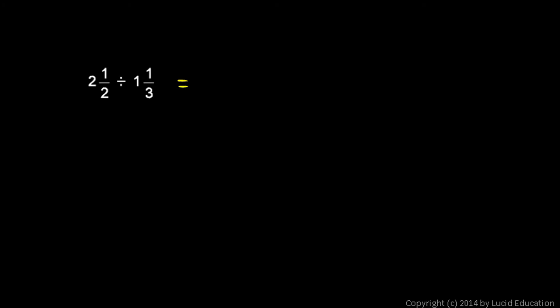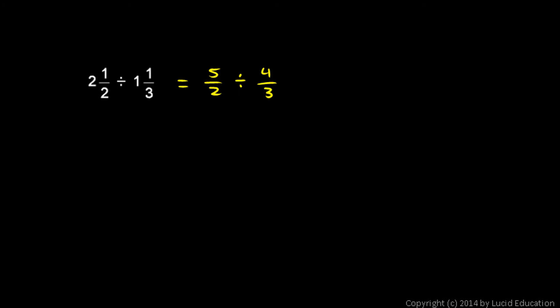And instead of 2 1/2, I think to myself, 2 times 2 is 4, plus 1 is 5. So that's 5 halves divided by this, 1 1/3. But instead of 1 1/3, I write 3 times 1 is 3, plus 1 is 4, 4/3.